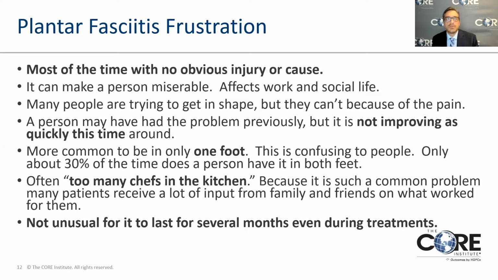Often we will see a person, and it's a common scenario, who may have had this problem years ago, and at that time it was resolved very quickly. But it seems each time a person develops plantar fasciitis, it can be a little more stubborn.